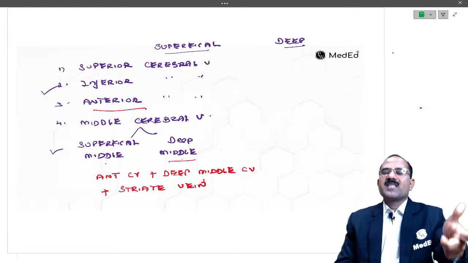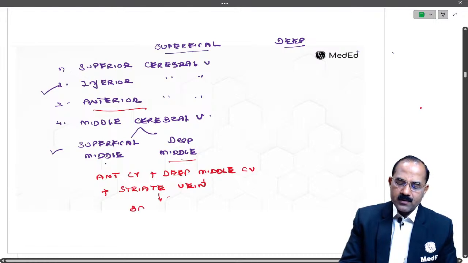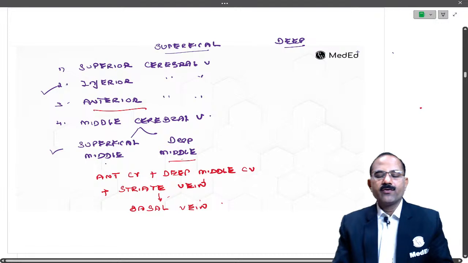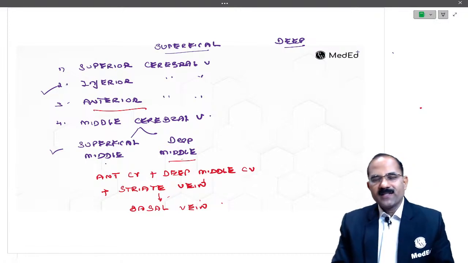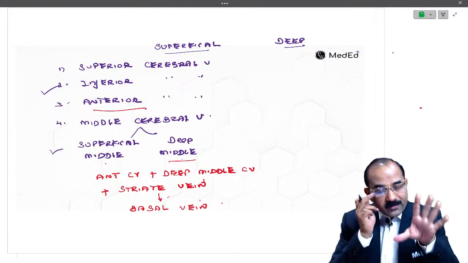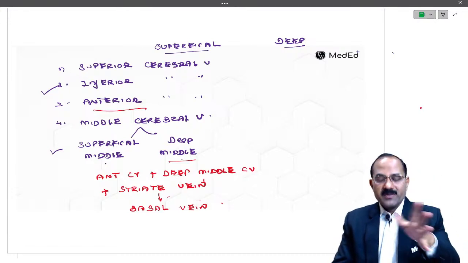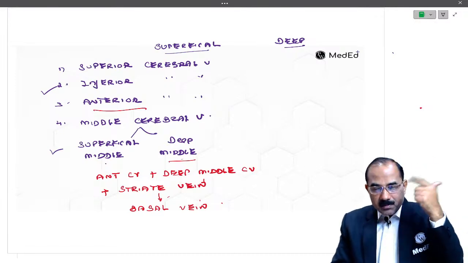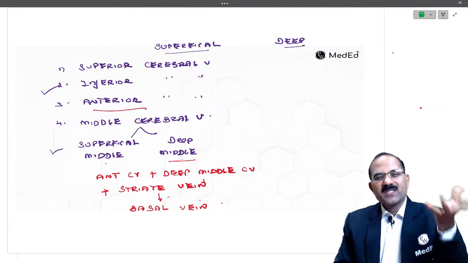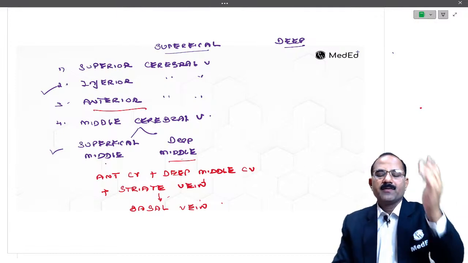So the anterior cerebral vein, the deep middle cerebral vein, and the striate vein join to form what is known as the basal vein of Rosenthal. Very good. This is a very important MCQ. Venous drainage is something which students find difficult, so just try to understand the way I'm telling you. The anterior cerebral vein, the deep middle cerebral vein, and the striate veins from the perforated substance join to form the basal vein of Rosenthal.